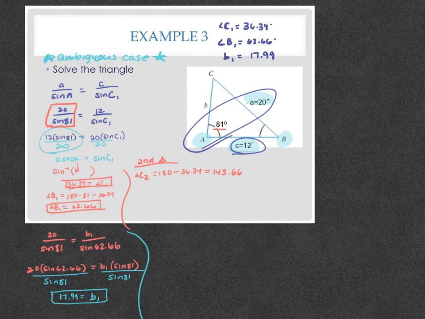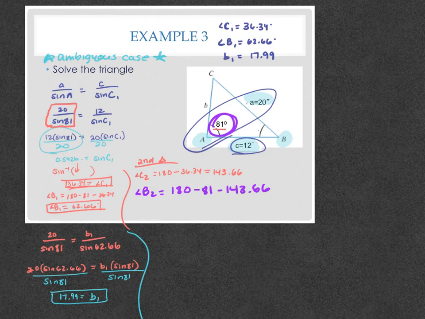With me so far? So that process didn't change. What did change is now I have to work on a second triangle. So I took, again, the first angle I found, I subtracted it from 180 to find this completely second triangle. And that's using angle C2 as 143.66. Now I've got to find angle B2. So I'm going to do 180, because it's a triangle, minus A, which is still part of both triangles, so minus 81 minus 143.66. What's going to happen if I take 180 and subtract 81 and then subtract 143.66 from it?